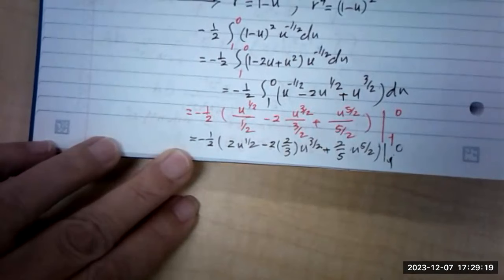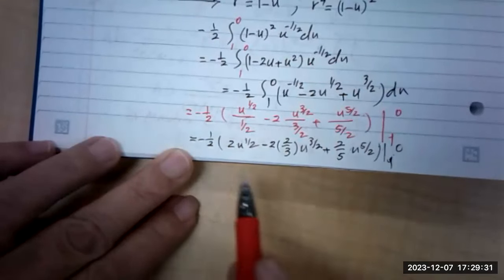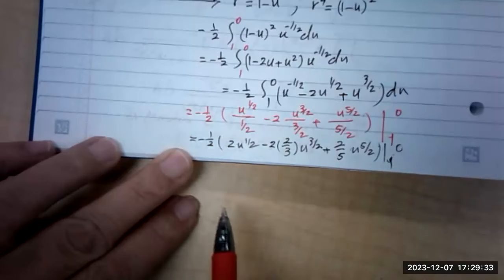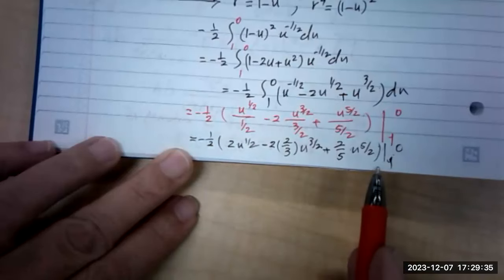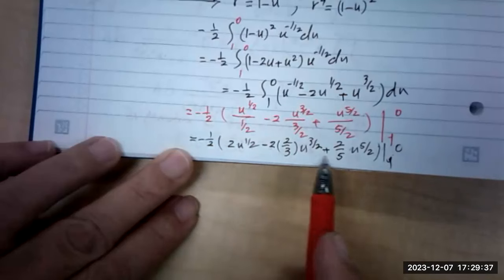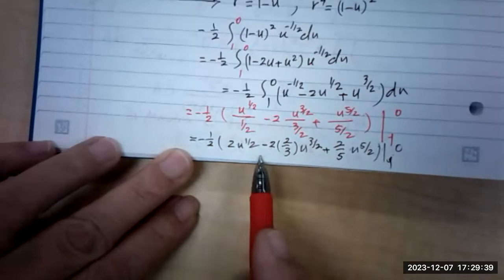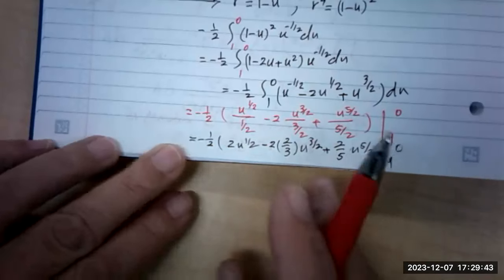Remember, when you substitute, it's like the change of variable property. When you substitute, you have to change the limits as well. If you replace u by 0, you get nothing. When you replace u by 1, just put these numbers together and simplify it to get the result. So what's going to be the result?